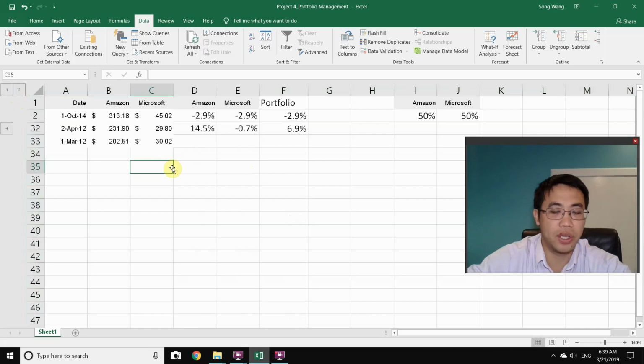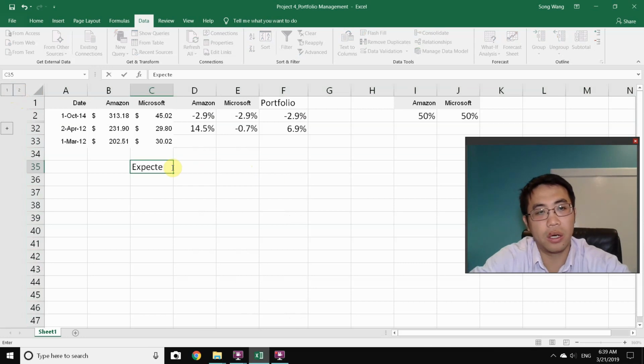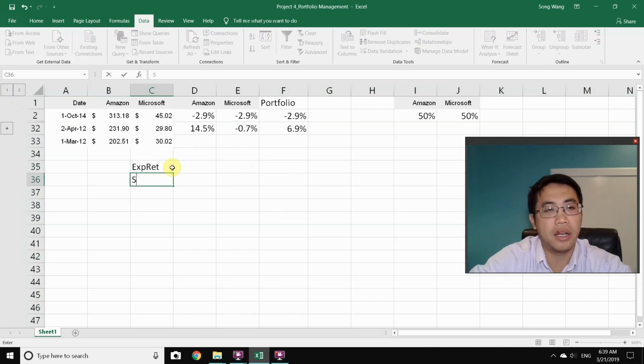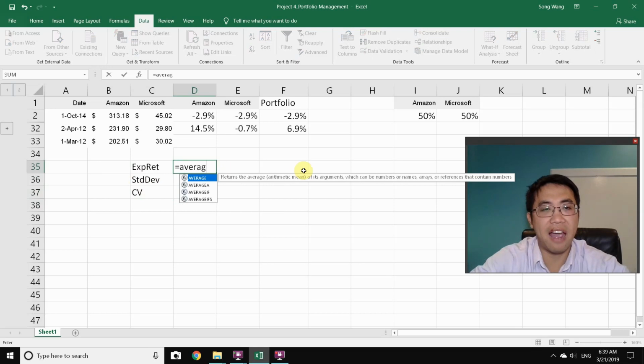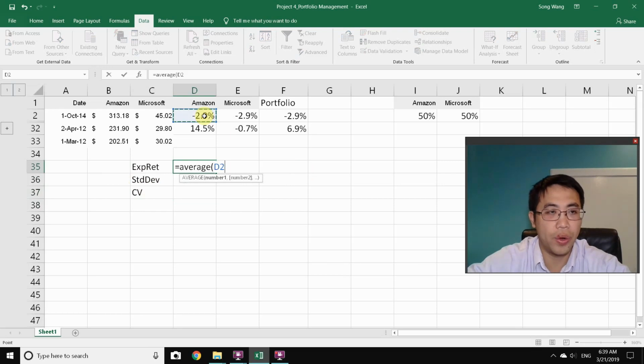So what I'm going to do next is get the expected return, and the standard deviation, which is the measurement for risk, and also the coefficient of variation. CV stands for coefficient of variation. The expected return basically is the average of all the returns from the last month to the first month. So you see, it looks like I only selected 2 cells, but actually it's 31 cells from D2 to D32. So I'm actually selecting 31 months of data.